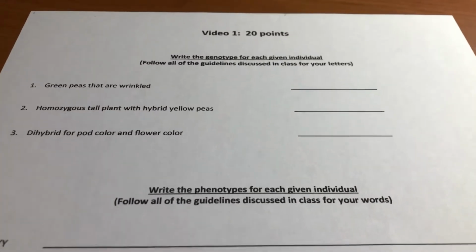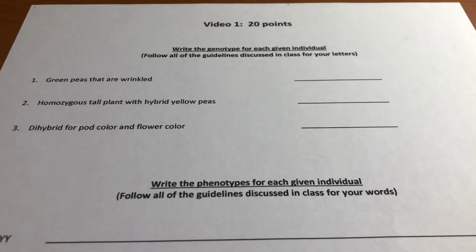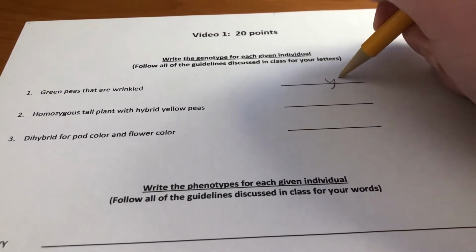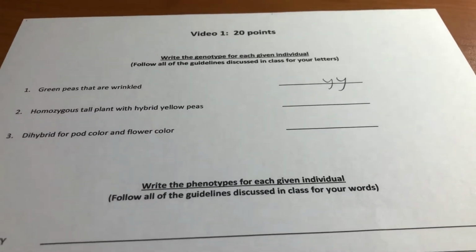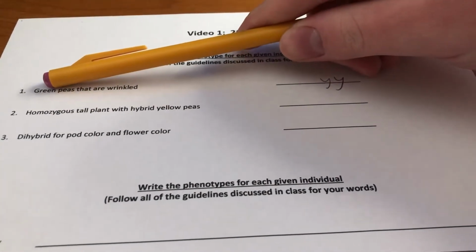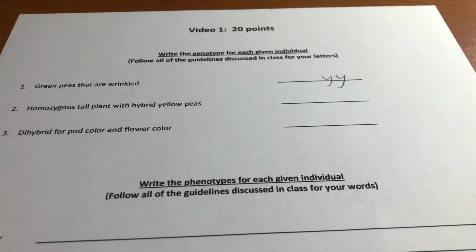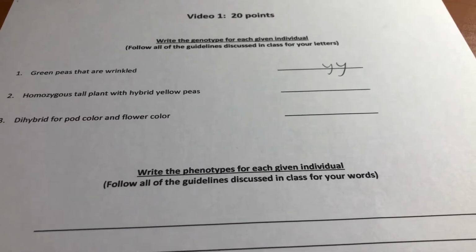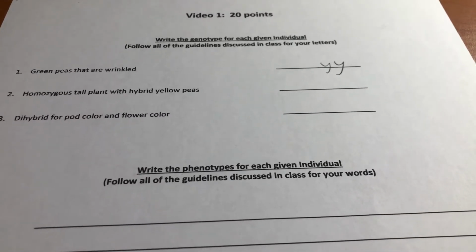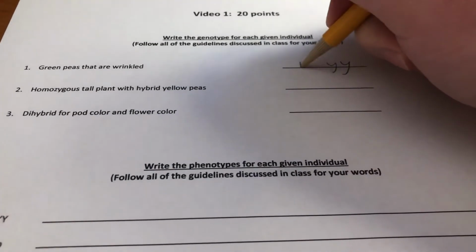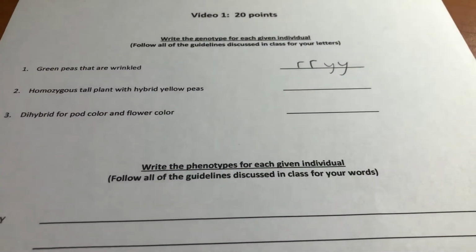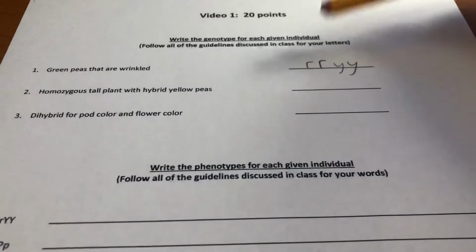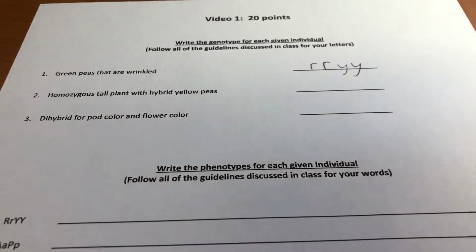Now the first one, green peas. The green peas are actually recessive, and the letter for that would be y. They don't need to have homozygous in front of that because it is recessive, so it would automatically be homozygous. Now the second one, which would be wrinkled. That is also recessive, so it would be 2 r's there, because the dominant one would be R, so we use that letter. And we want to make sure that they're in alphabetical order because R comes before Y.